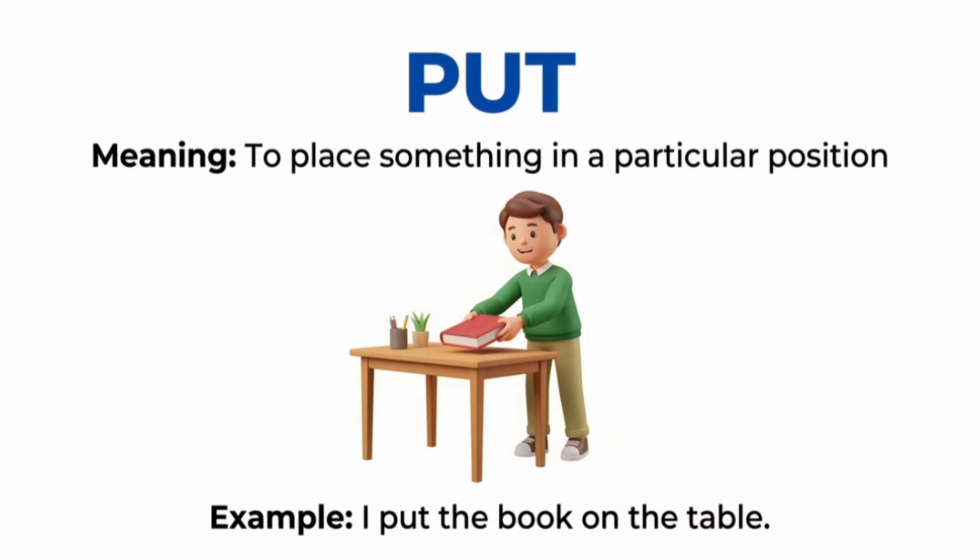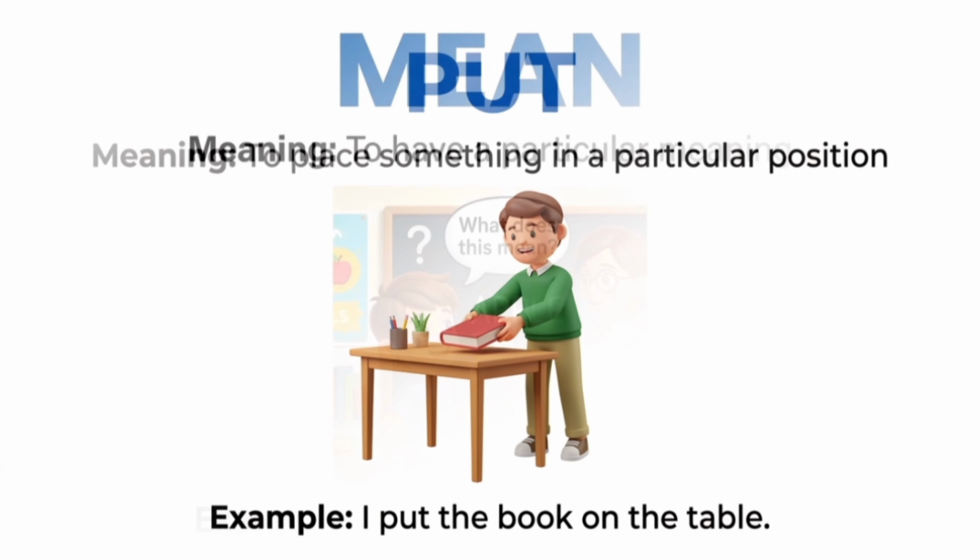Word 27. Put. Put means to place something in a particular position. Example, I put the book on the table. Repeat after me. I put the book on the table. Put. I put the book on the table.